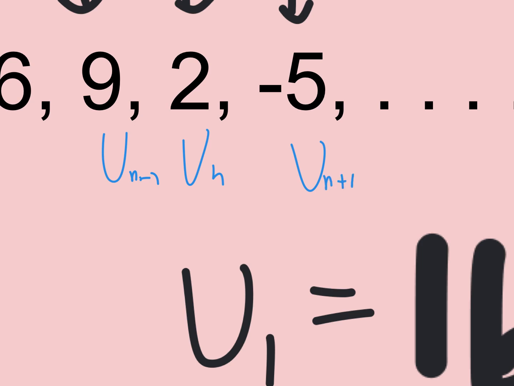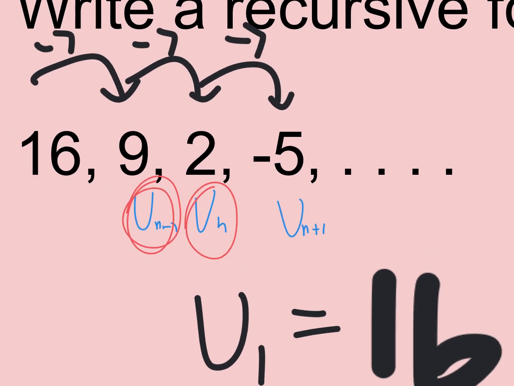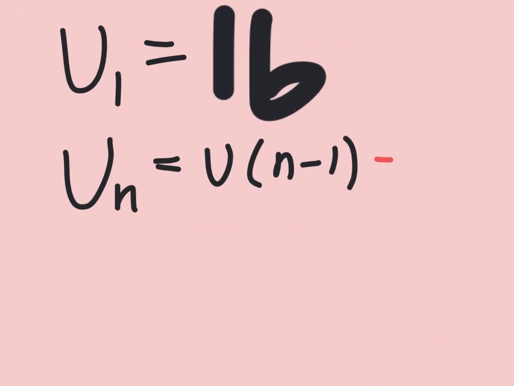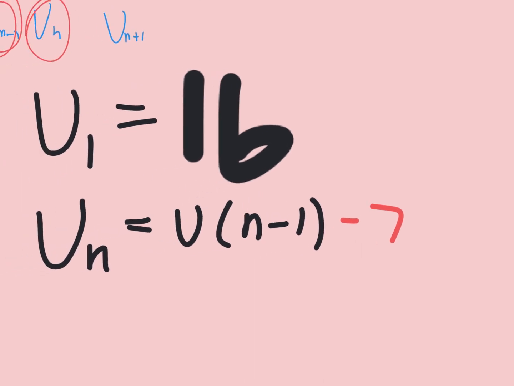So this is really saying if you want a random term, u sub n, you take the term in front of it and do something to it. In this case, minus 7. So, minus 7. And there's my equation. That is called a recursive equation.